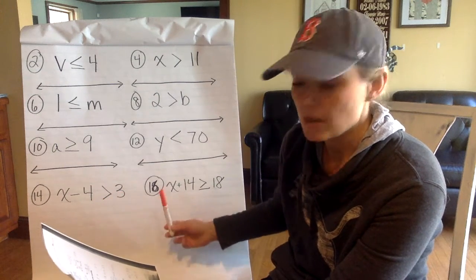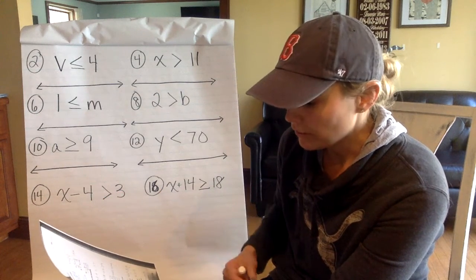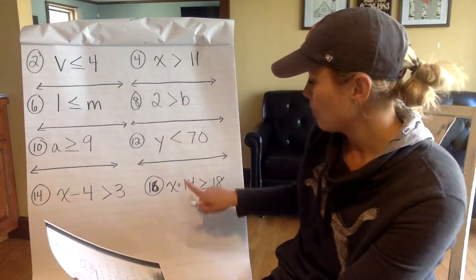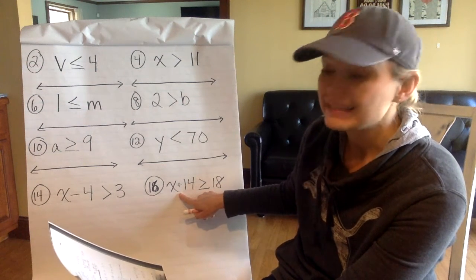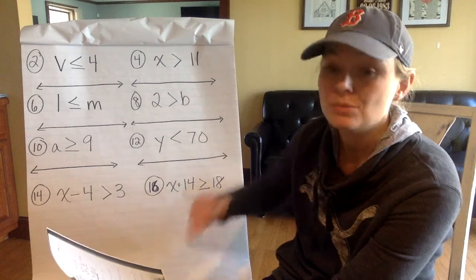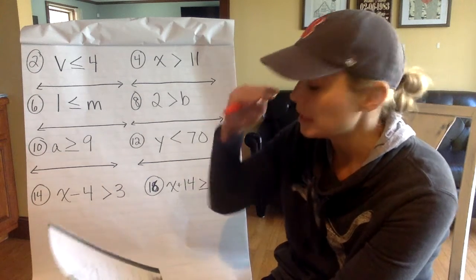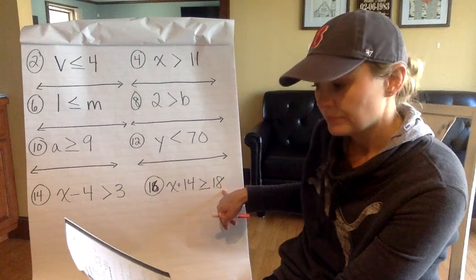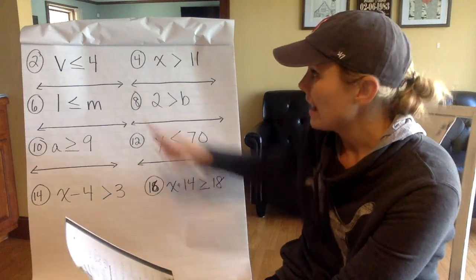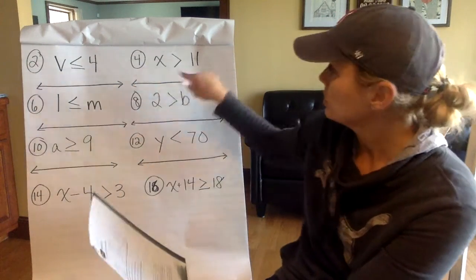Okay? And then in number 16, the phrase is the sum of a number and 14, so that's addition, is at least 18. It has to be at least 18. 18 is the minimum, so it would be greater than or equal to 18. Okay, so let's go back to our graphing. Here are the solutions that you should have.